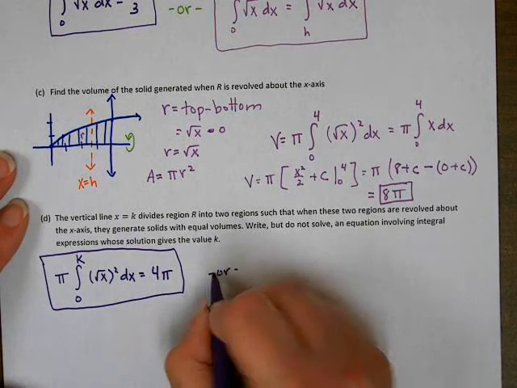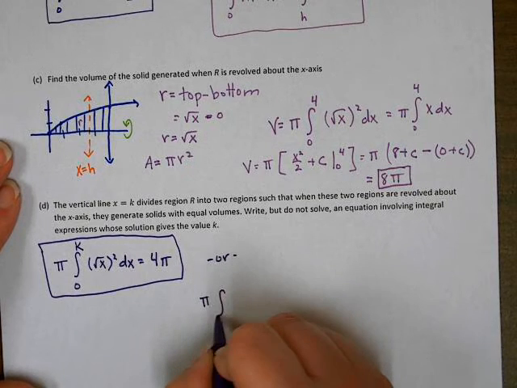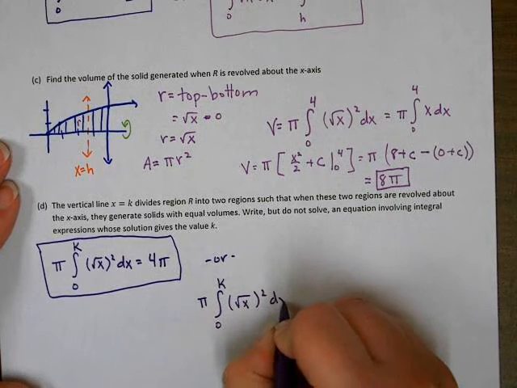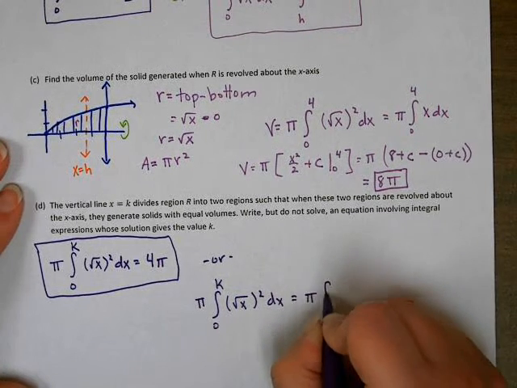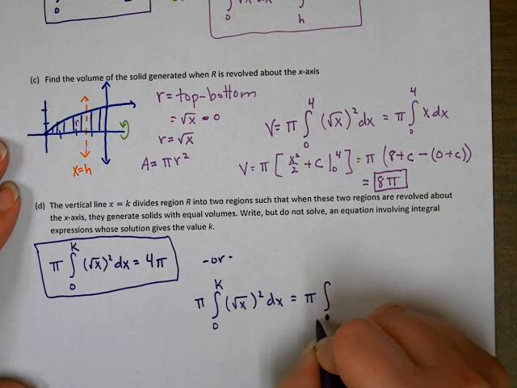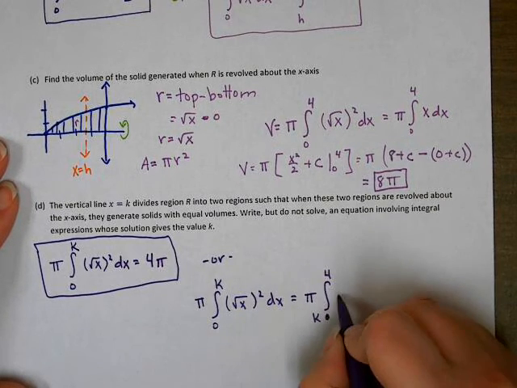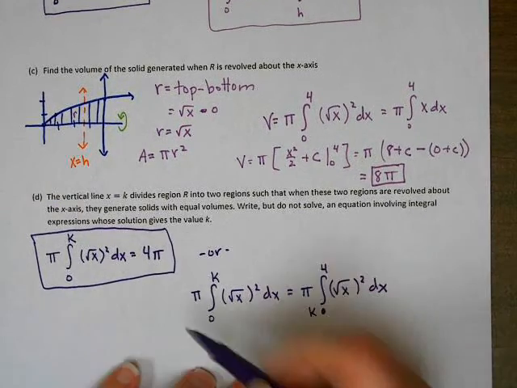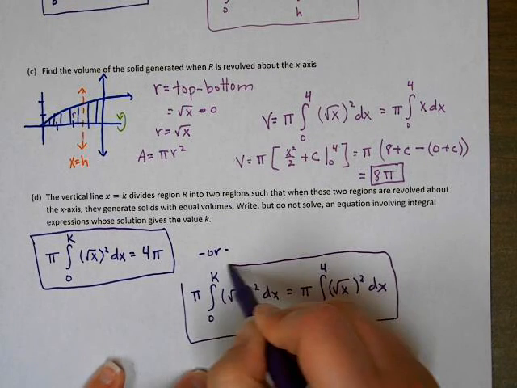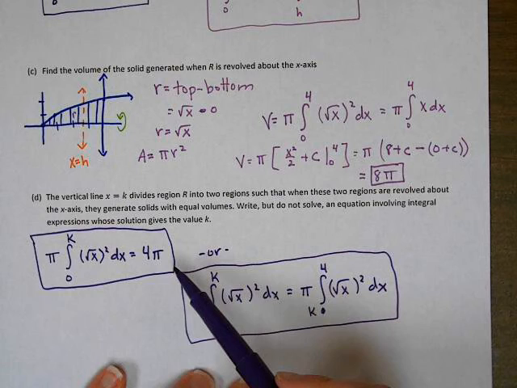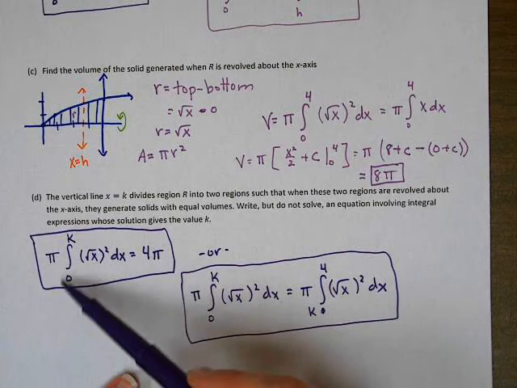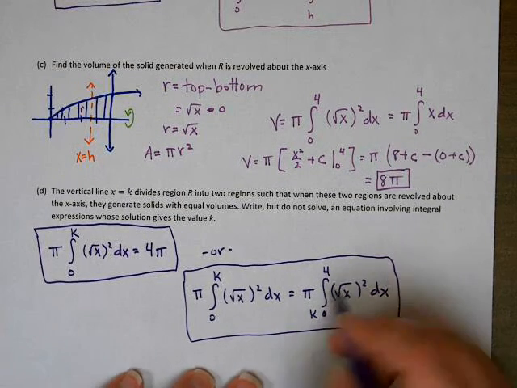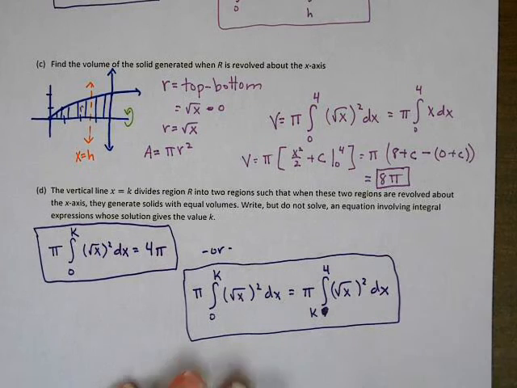Or we could also say that pi times the integral from 0 to k of the square root of x squared dx is equal to pi times the integral from k to 4 of the square root of x squared dx. So again, we can either take half that volume we found and set it equal to the integral from 0 to k, or we could say, hey, going from 0 to k and from k to 4 is the same thing. So hopefully you guys are cool with that.